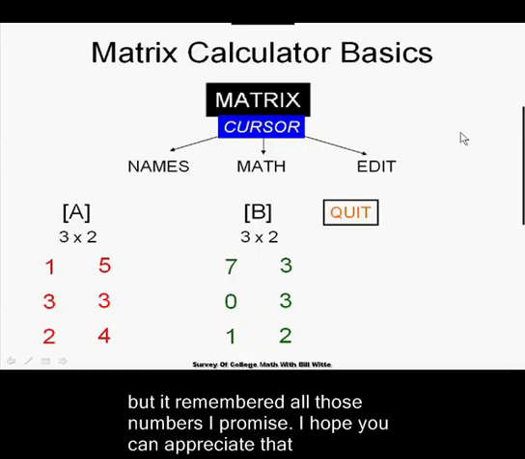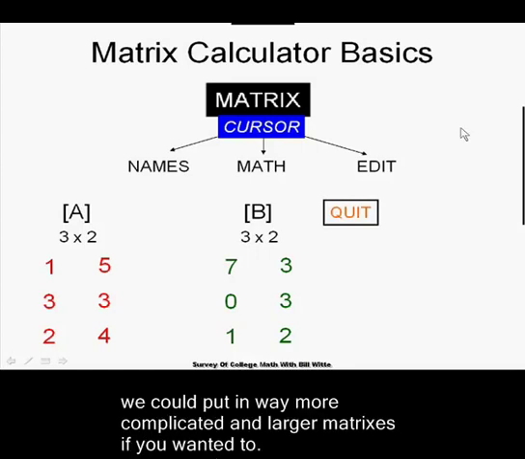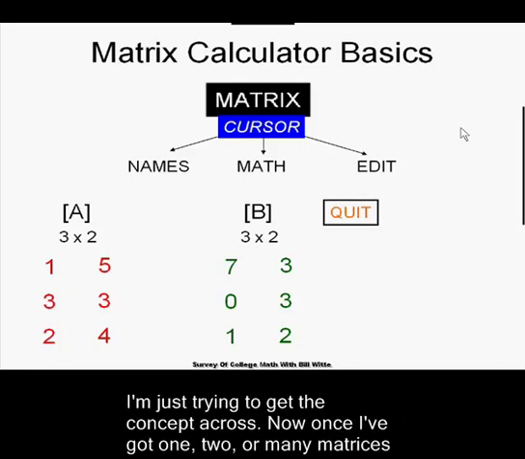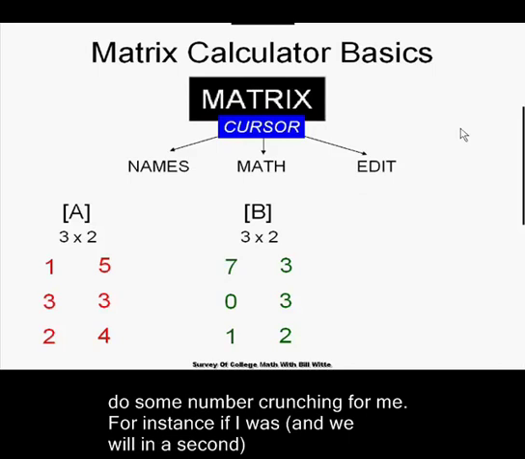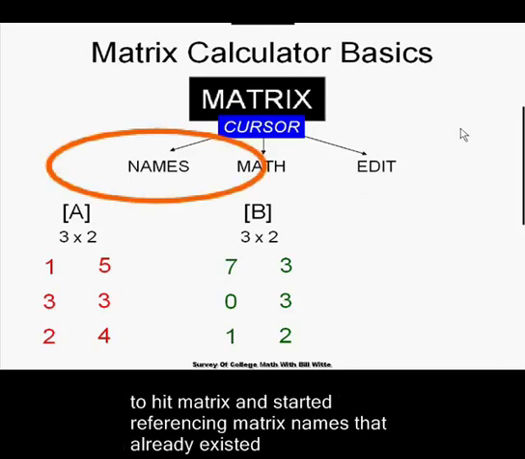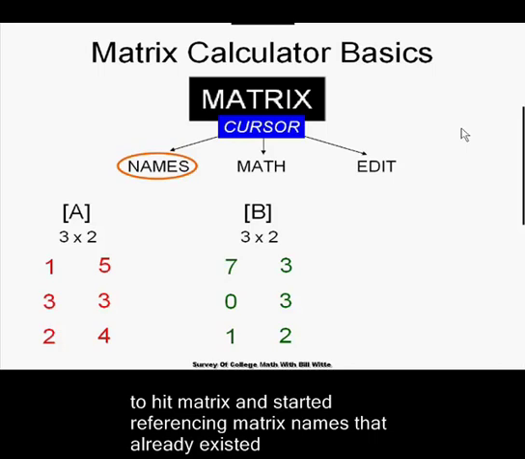Now I hope you could appreciate that we could have put in way more complicated and larger matrices if we wanted to, but I'm just trying to get the concept across. Now once I've got 1, 2, or 3 or many matrices in, why would I want to do that? Because I want the calculator to do some number crunching for me. For instance, if I was, and we will in a second, hit matrix and started naming things that already exist, that's what names is for.